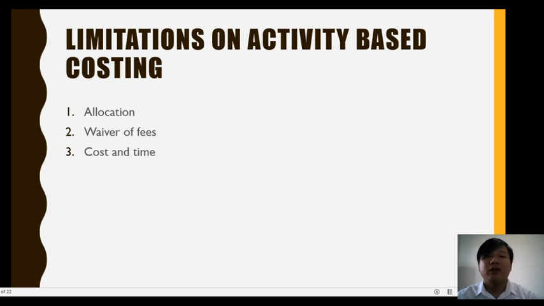Limitations of activity-based costing. First, allocation. Second, waiver of fee. Third, cost and time. That's my presentation.